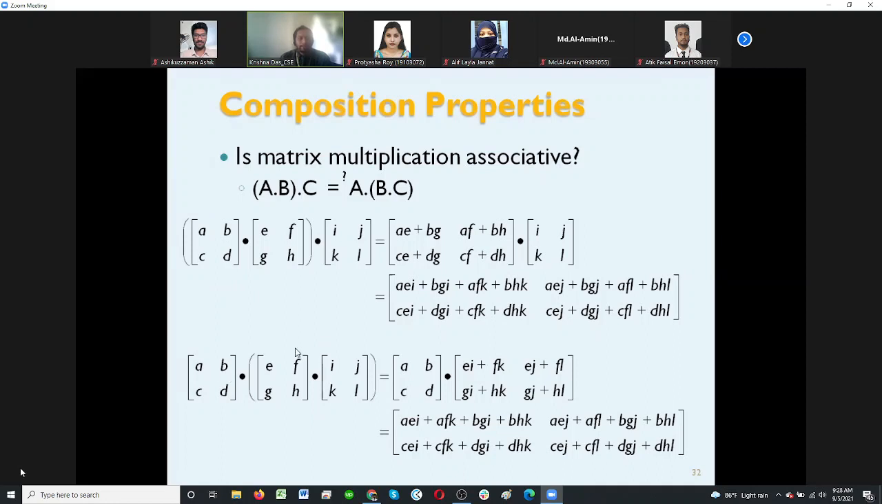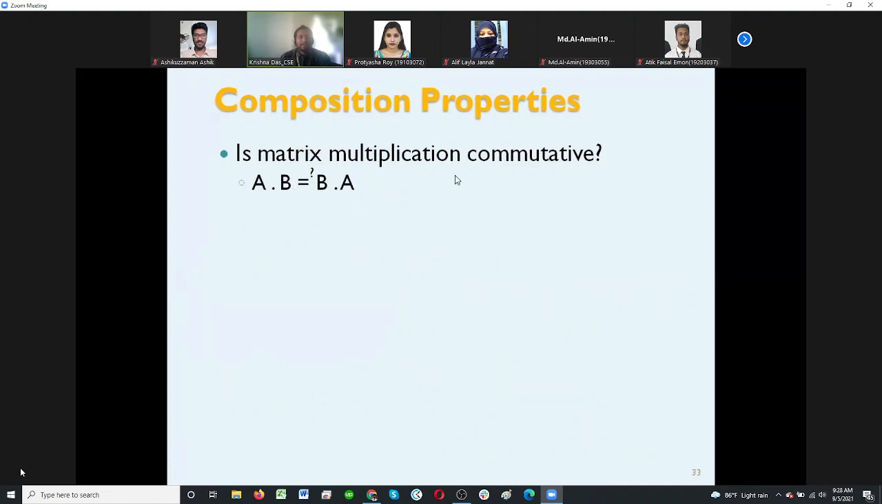And now in the next case, we do B and C first, and whenever we have done that, we get this one, and whenever we do that with A, then we get this one. Now if you check the components, we have AEI, BGI, AFK, BHK, indicating these two multiplications are equal, so they are associative. So matrix multiplications are associative, but is it commutative?